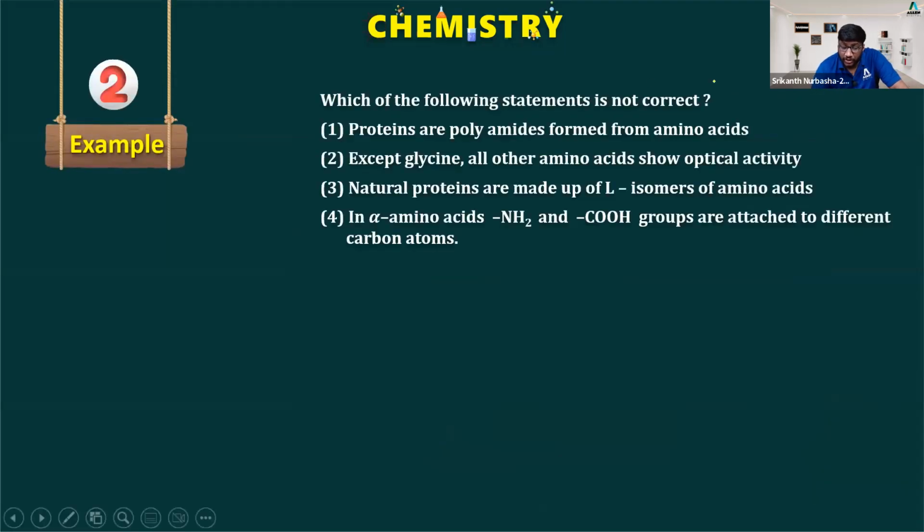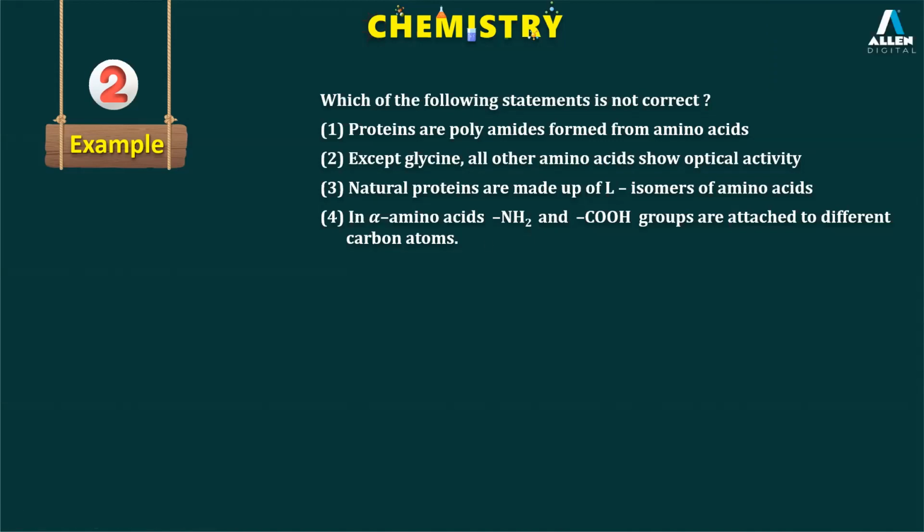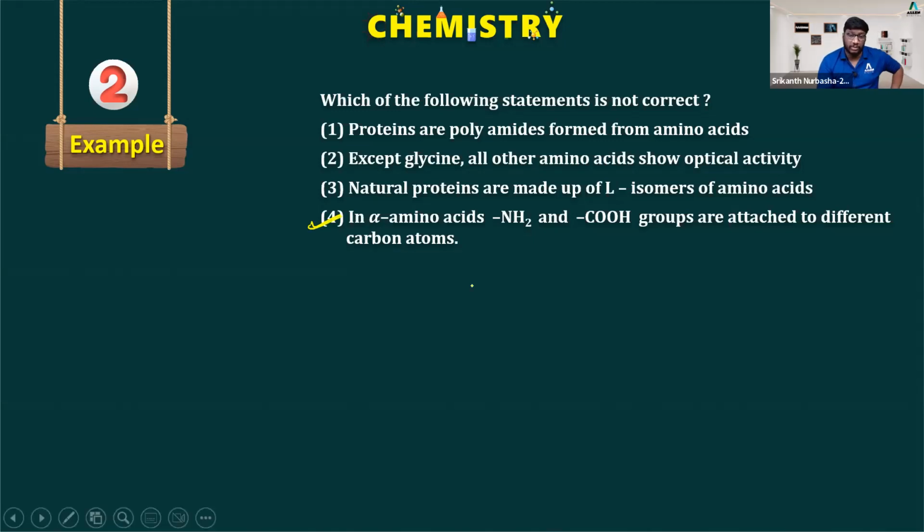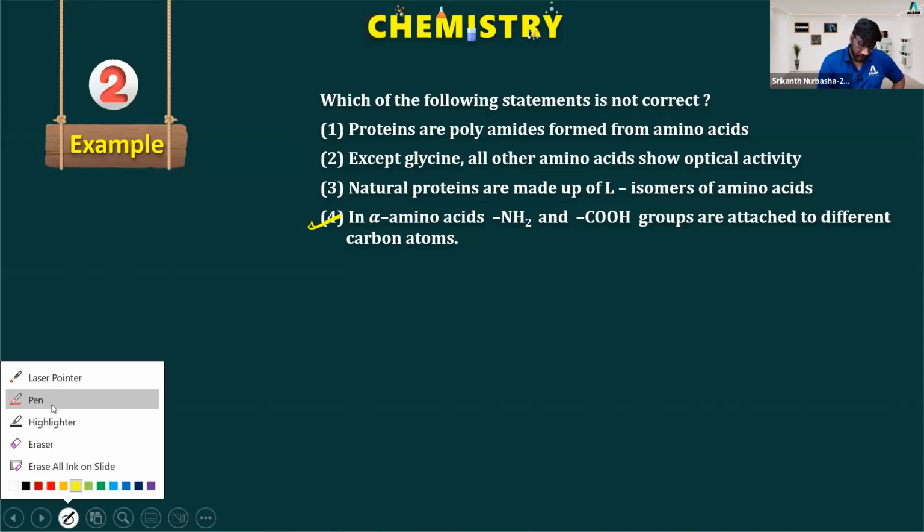Which of the following statements is not correct? Proteins are polyamides formed from amino acids. Except glycine, all other amino acids show optical activity. Natural proteins are made up of L isomers of amino acids. In alpha amino acids, NH2 and COOH are attached to different carbon atoms. Fourth option, because NH2 and COOH are connected to the same carbon atom. So that is going to be the incorrect one. Right? Very good.